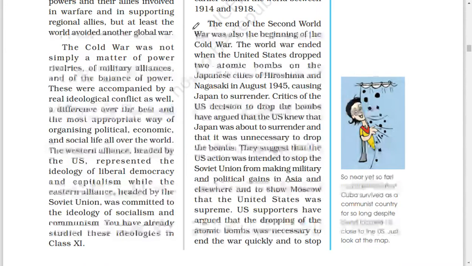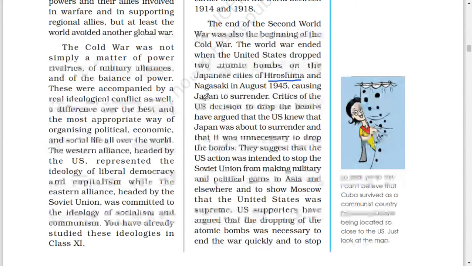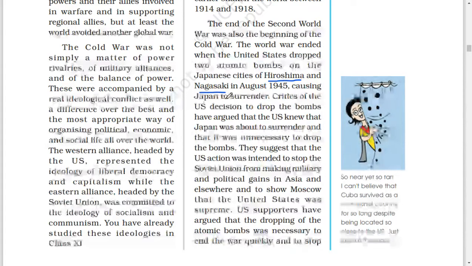The end of the Second World War was also the beginning of the Cold War. The World War ended when the United States dropped two atomic bombs on the Japanese cities of Hiroshima and Nagasaki in August 1945, causing Japan to surrender. Critics of the US decision to drop the bombs have argued that the US knew that Japan was about to surrender and that it was unnecessary to drop the bomb.